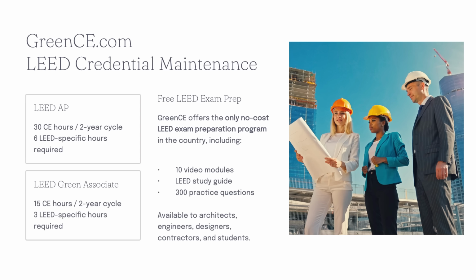LEED credential maintenance. LEED APs must earn 30 continuing education hours per 2-year cycle, including 6 LEED-specific hours. GreenCE offers free LEED-specific courses across all major LEED specialty tracks. LEED Green Associates must earn 15 CE hours, including 3 LEED-specific hours. Most GBCI courses on the platform are free and delivered in video format with automatic reporting to GBCI upon completion.